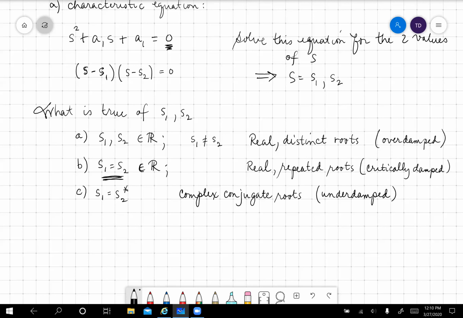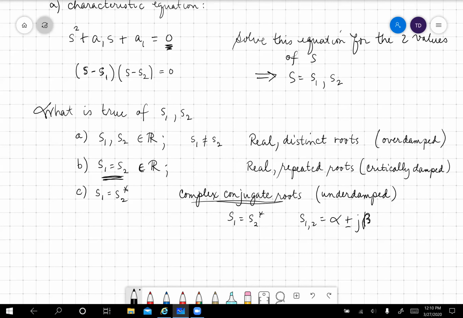So it's easiest in the complex conjugate root case to say, if S1 and S2 are complex conjugates, let's break them down into their real and imaginary parts. Let's call them alpha plus or minus j beta, or in other words, a plus jb. If S1 is alpha plus j beta, then S2 is alpha minus j beta. They both have the same alpha value, but opposite beta values. One's positive, one's negative.